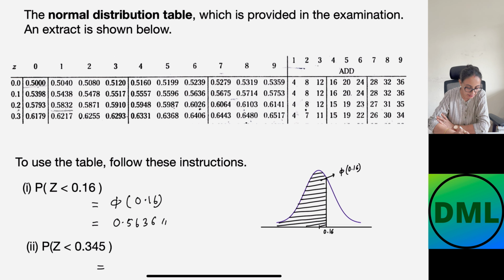0.34. Let's see the answer here. 0.3 and the 4 is here. My value is 0.6331. Let's write down the answer here. 0.6331. This is my value for 0.34.